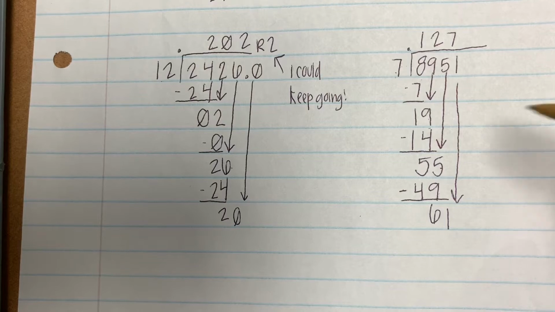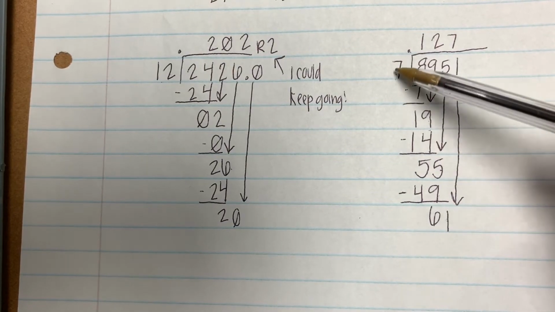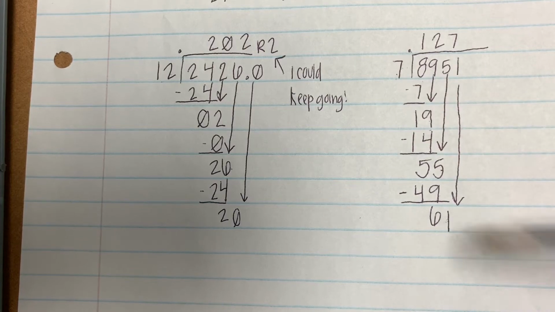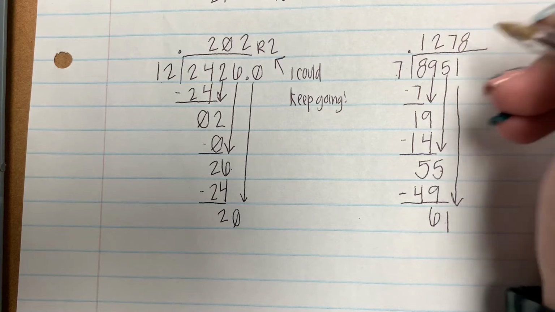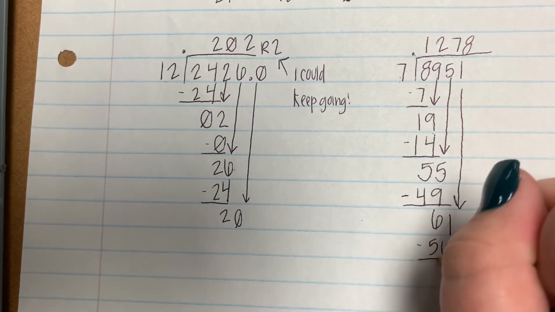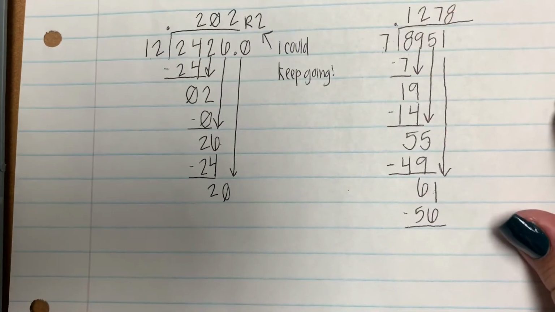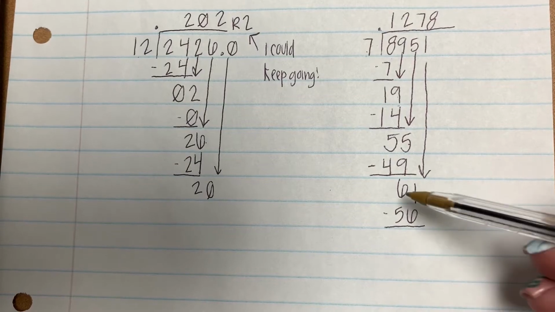7 into 61. Well, I know 7 multiplied by 9 would be 63. That'd be too much. And I just talked about how 7 multiplied by 8 is 56. So I'm going to use the 8. 8 multiplied by 7 is 56. 61 minus 56 is 5.